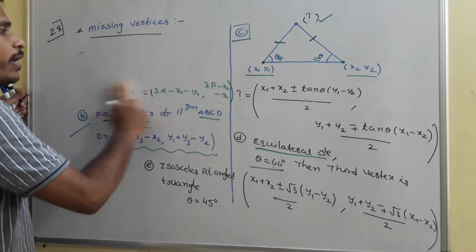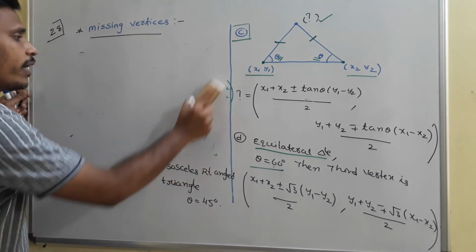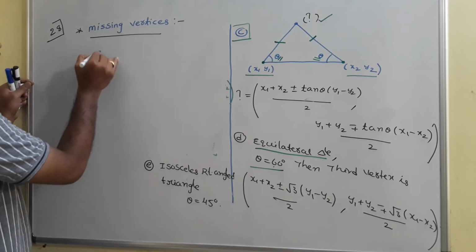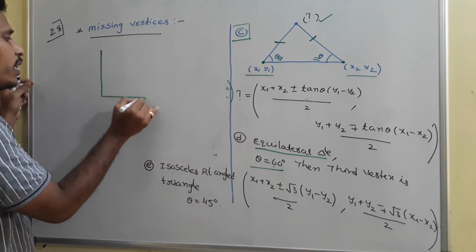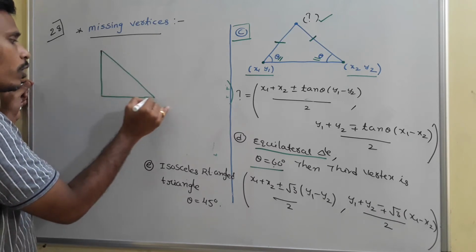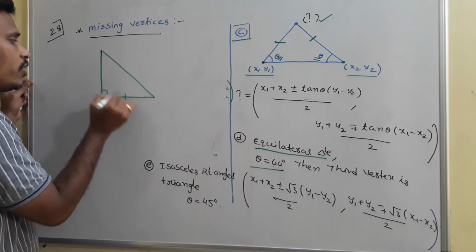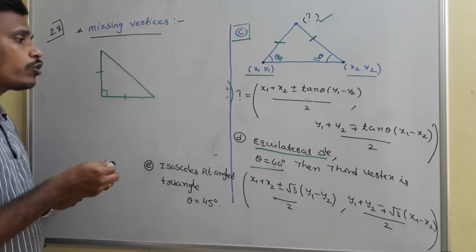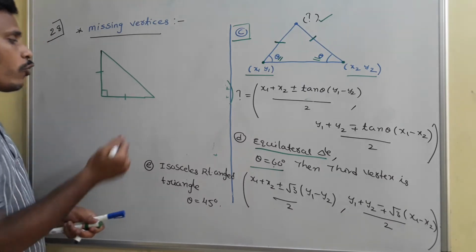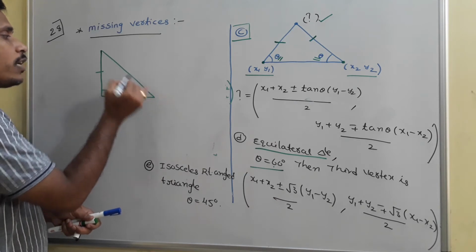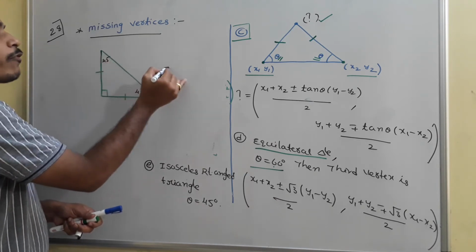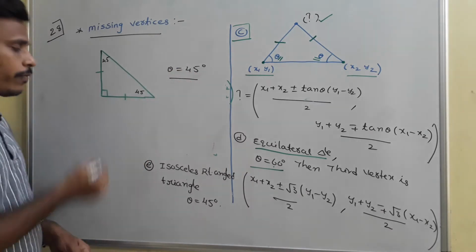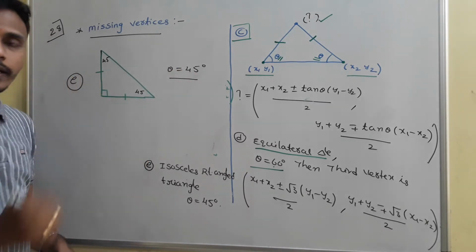For the space I am erasing this. For an isosceles right angle triangle, see how it will be. Isosceles right angle triangle means one angle is 90 degrees and two sides are equal. Okay. Suppose this is 90 and these two are equal, then the angles opposite to the equal sides will be 45 and 45. Because these two sides are equal and one angle is 90, they are 45 and 45. So you need to consider theta as 45. So, isosceles right angle triangle.